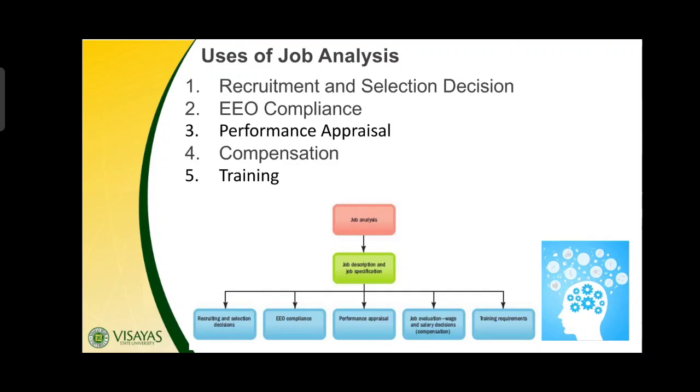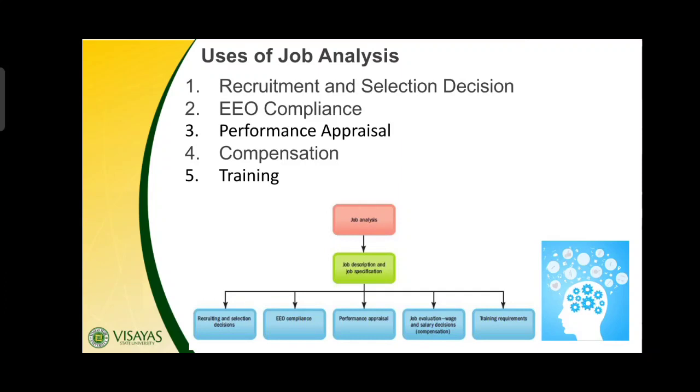Next is training. This refers to the information provided in the job analysis. This is used in determining training needs. So, the main products are the job description and job specification.